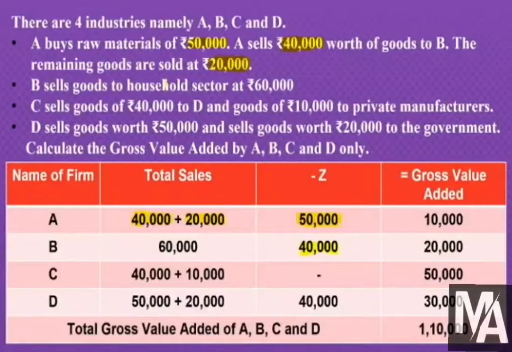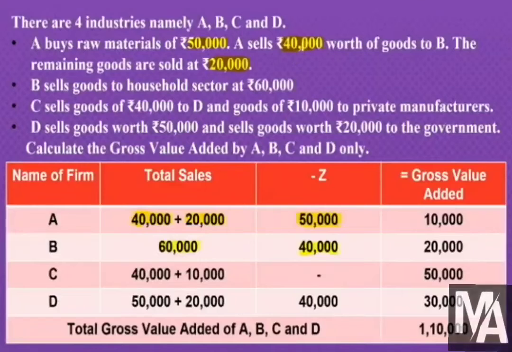B sells goods to household sector at 60,000. Since we are calculating only the GVA of A, B, C, and D and not anybody else, this household sector will not be included in this particular problem. We are only going to calculate for B. And so you see here B sells goods. So basically this 60,000 is the total sales.